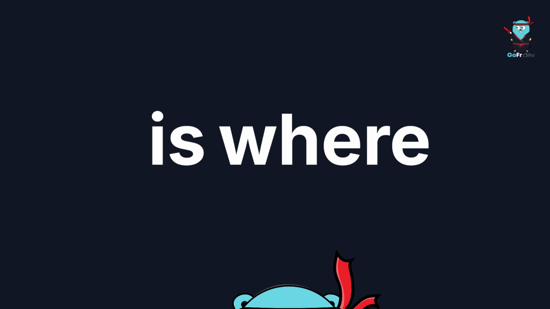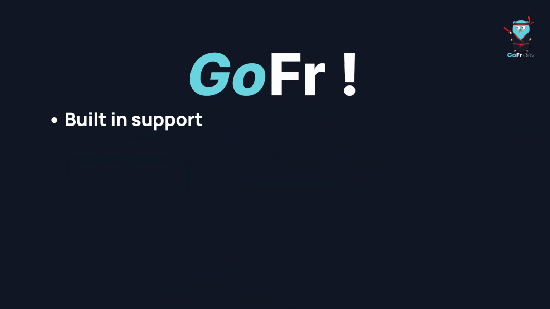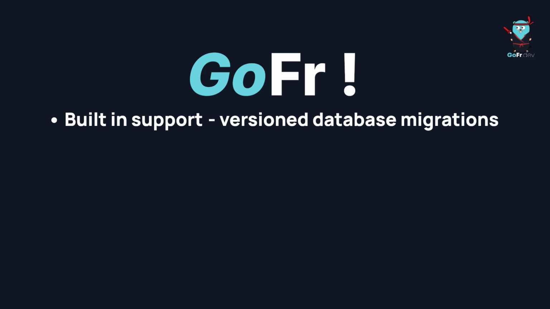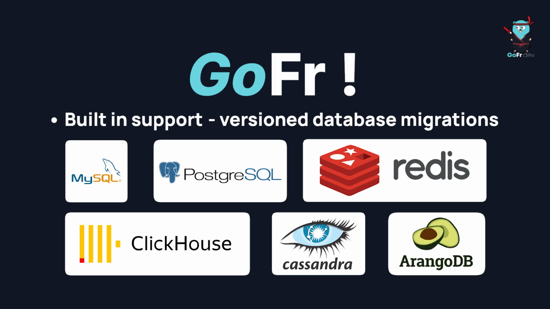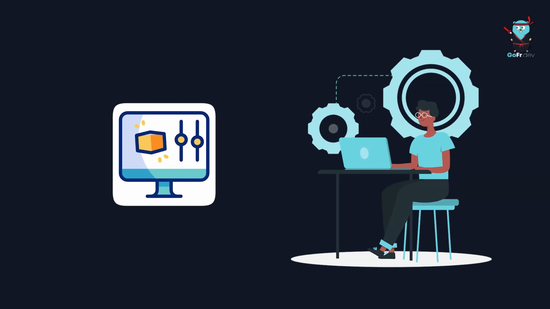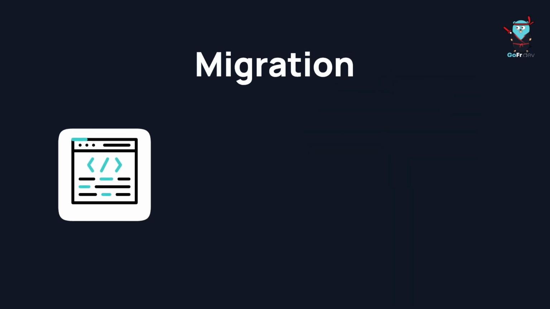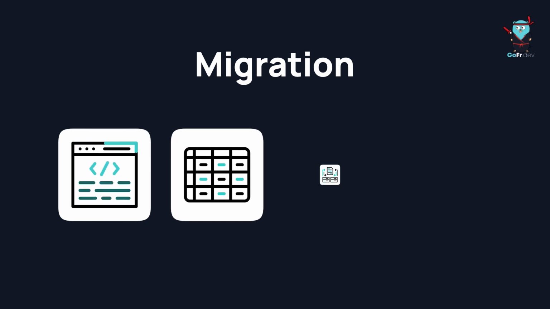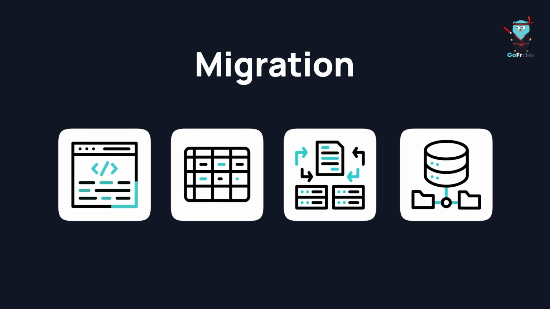This is where GoFr's migrations come to the rescue. GoFr provides built-in support for versioned database migrations across multiple databases like MySQL, Postgres, Redis, ClickHouse, Cassandra, and ArangoDB, enabling developers to automatically alter the state of the database in a consistent and predictable way. A migration is simply a set of instructions that helps you add new tables, modify existing tables, insert or update data, or perform any kind of database schema modification.